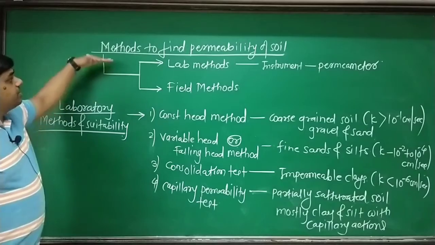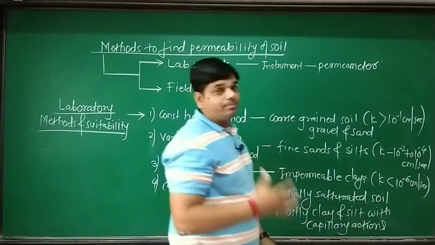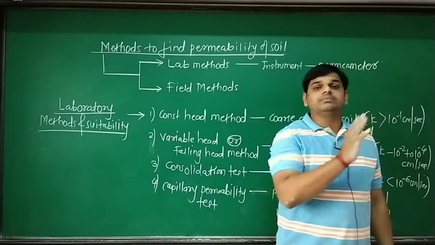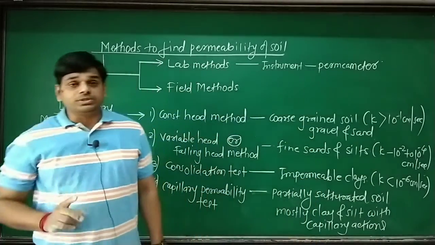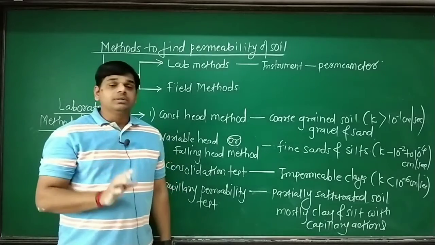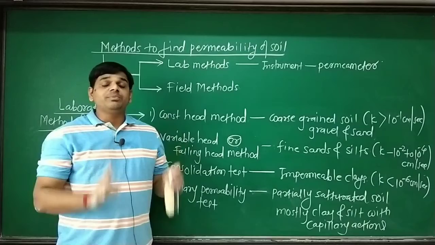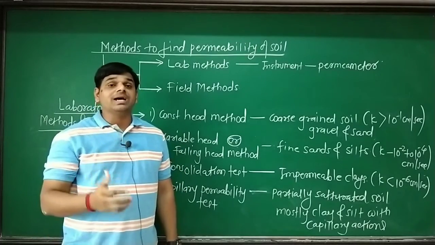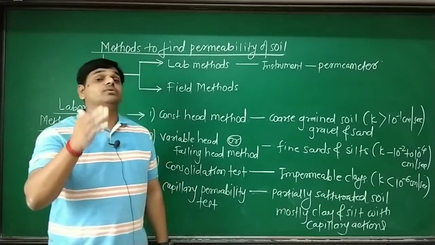The next part is methods to find permeability of soil. This is the most important part where problems and some logical terms are involved. Methods are divided into two groups, laboratory methods and field methods. The first important thing to understand is which method is applicable for which type of soil, which we call suitability of method for a particular type of soil.